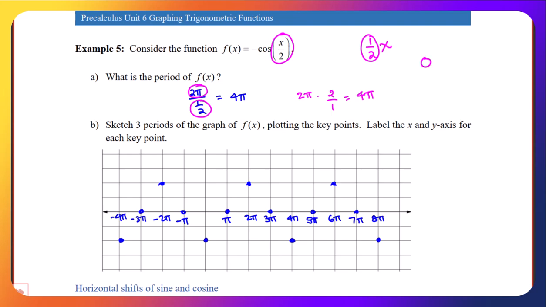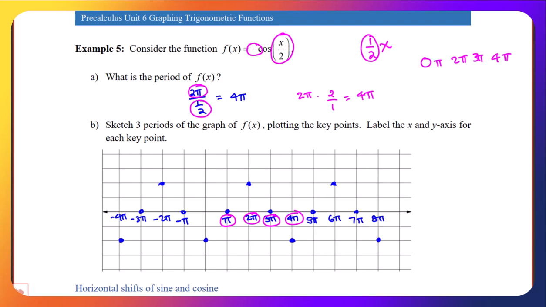So I start at 0, I end at 4 pi, halfway is 2 pi, halfway between 0 and 2 pi is 1 pi. So 1 pi, 2 pi, 3 pi, and 4 pi, those are where our 5 key points are going to go. Please also note something that you've learned before.